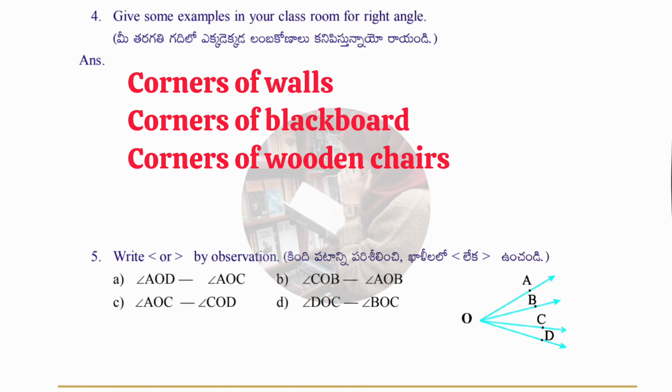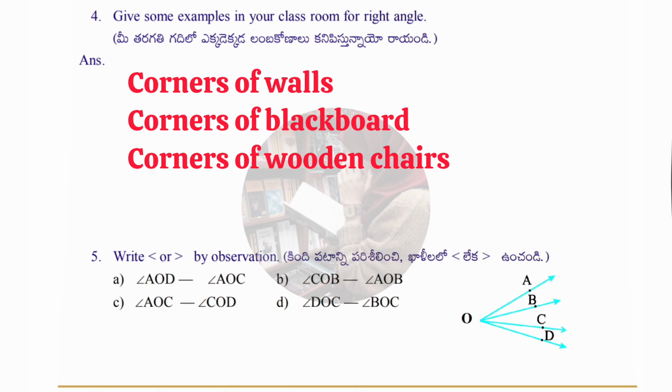Let's move on to the 5th Roman, which is, write less than or greater than by observation. Please read the question again. Here we have given only 2 symbols, that is less than and greater than. No equality is given. So just observe the picture. Here one picture is given which shows some angles. Let's see the first question, which is angle AOD dash angle AOC.